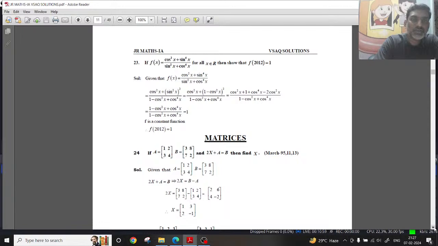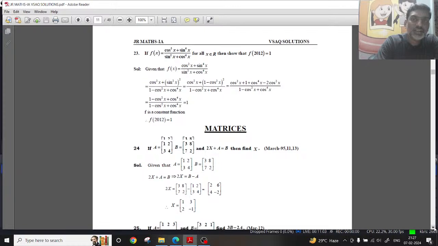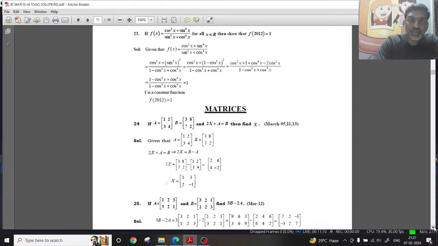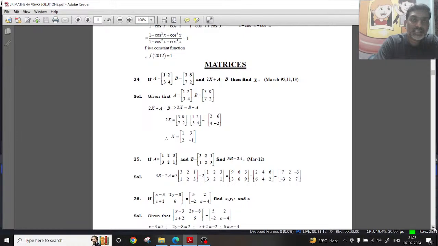So 1 is independent of the variable, then it is a constant function. For any domain it is 1, not only f of 2012; f of 2024 is also 1 only. So those are the important questions in functions for very short answer type. Next, let us see matrices.